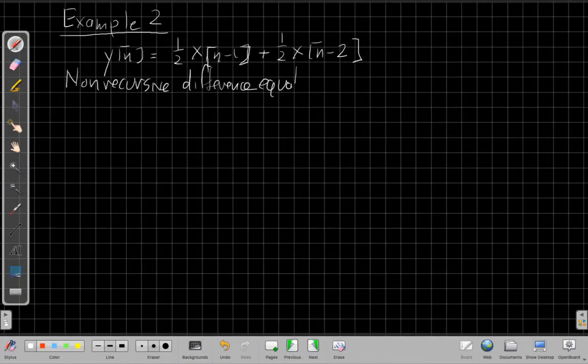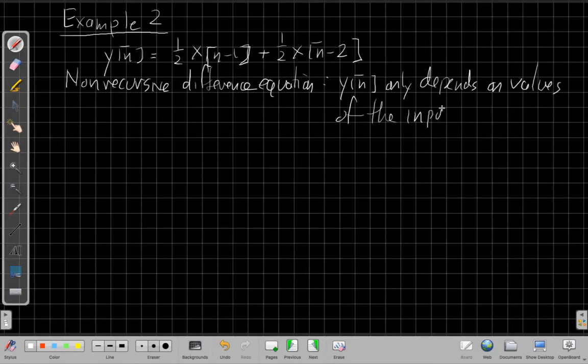And the reason is, we can see y of n only depends on values of the input, right? Unlike the last example I showed you, we don't have any delayed versions of y of n on the right-hand side here. So we say this is non-recursive.